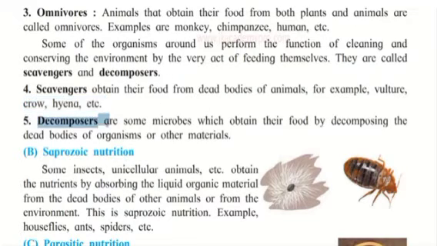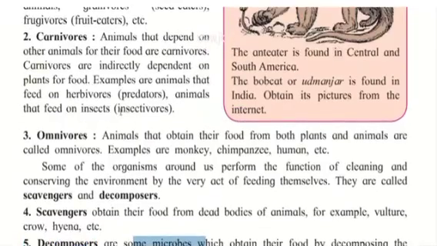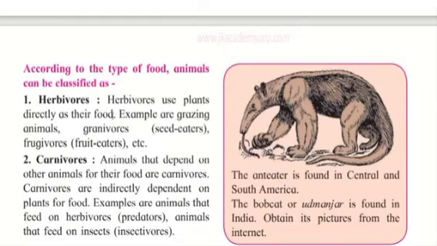Now, who are the decomposers? They are microbes, that is the microorganisms which we can't see with our naked eye. They are very, very minute, which obtain their food by decomposing the dead bodies of organisms or other materials. The nutrients from that body go into the soil, and that's how the plants get their nutrients. So these were the five types of animals that are classified according to how they have their food.